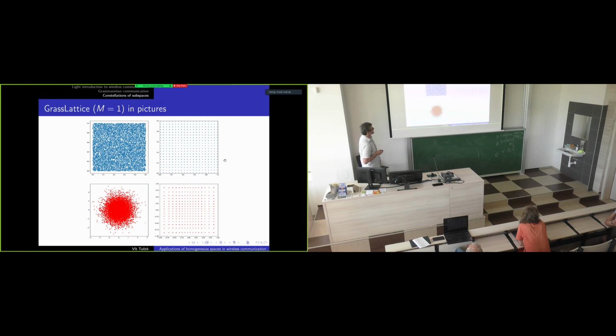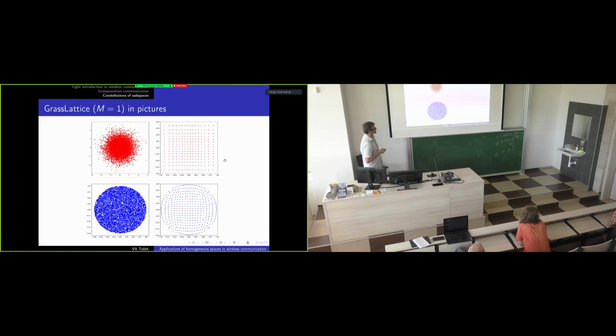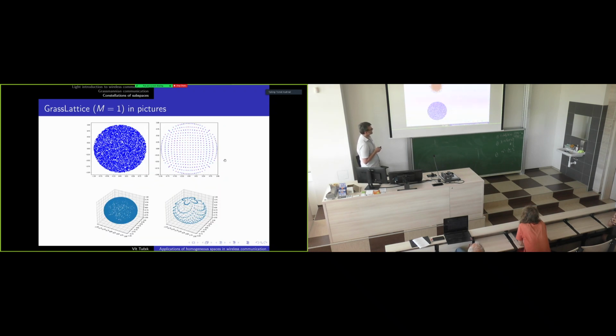This is how it looks. Here is just a lot of samples, and here is a lattice that we are actually using. So this is the first map from the uniform distribution to complex normal, from complex normal to uniform on the disk, and then from uniform on the disk to the Grassmannian. So here you are looking at the Hopf projection.